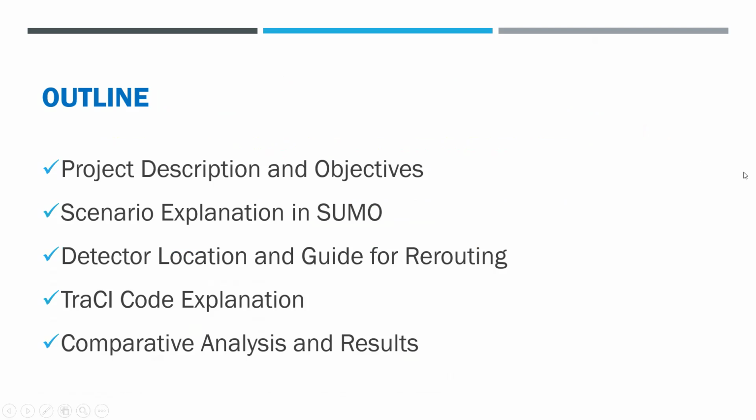So in the outline of my project, firstly I describe the project and tell about the objectives, then explain the scenarios in SUMO. In the third step, I will discuss the detector location, the position where I set the detectors, and also the way detectors reroute the vehicles. In the fourth stage, I will talk about the TraCI code. I will show the pseudocode and the flow chart diagrams.